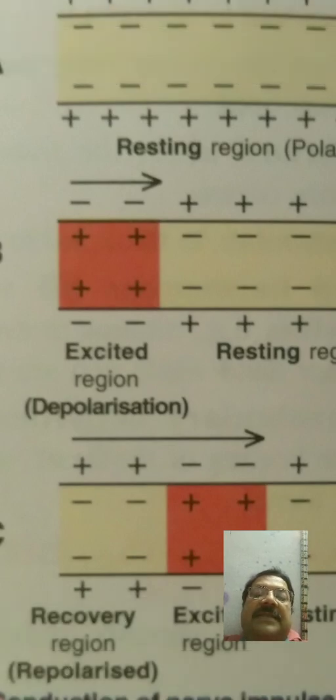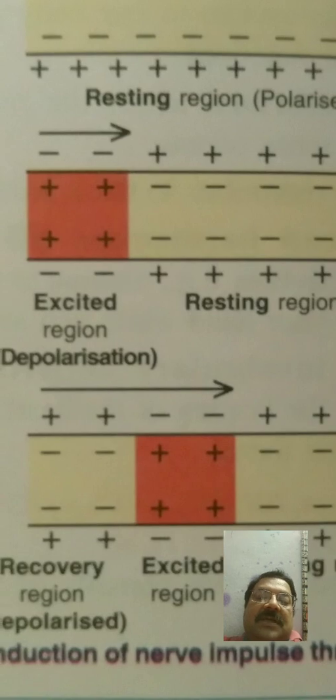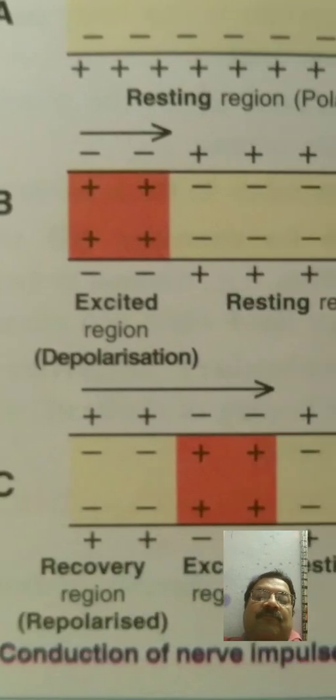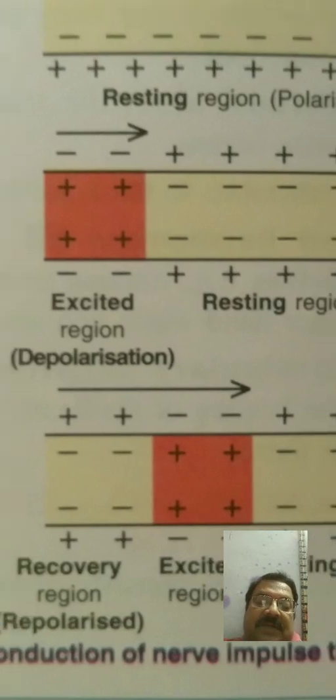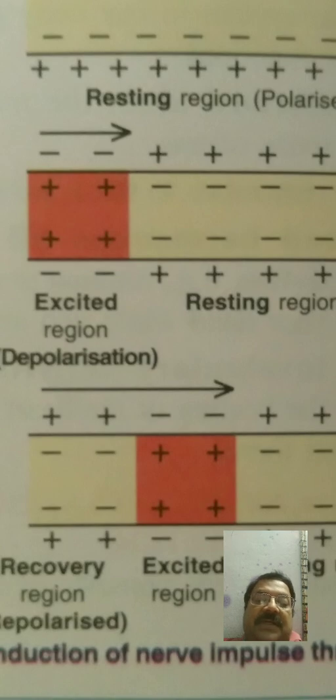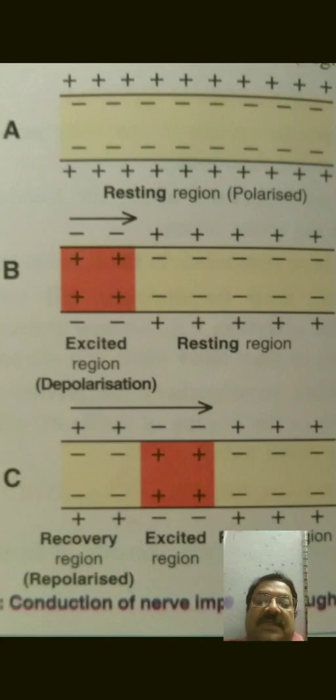And this excited region will travel forward. You see the arrow here? It will travel forward, and this condition will continue. Again, see the next region in diagram C. The excited region is now shifted to the next position. Positive ions are now inside in the second region and negative ions are outside.